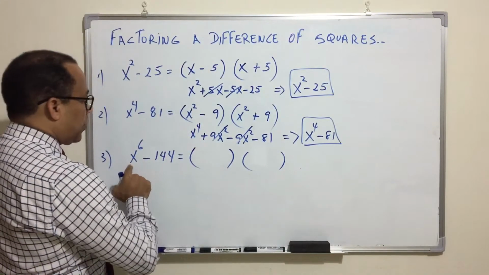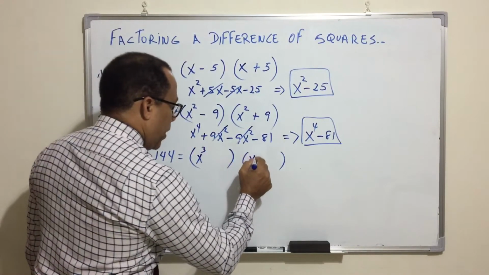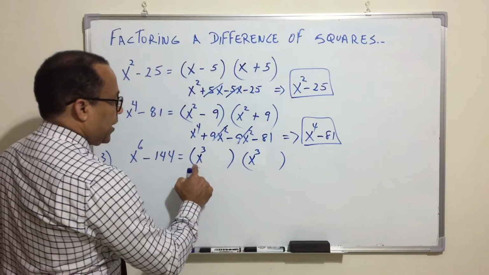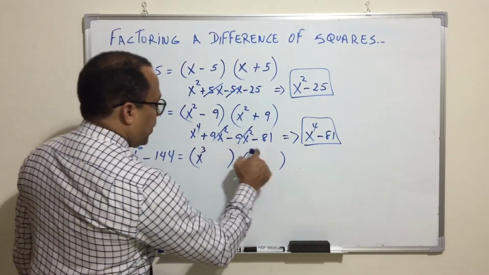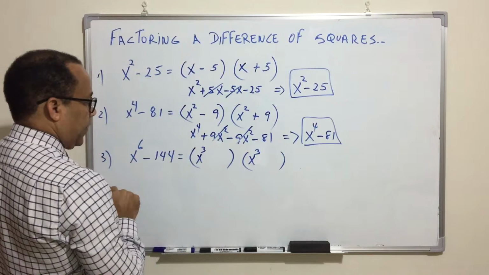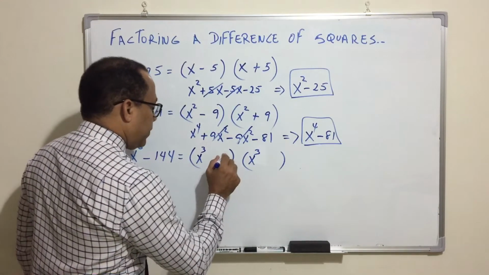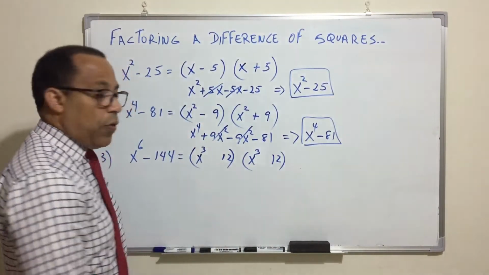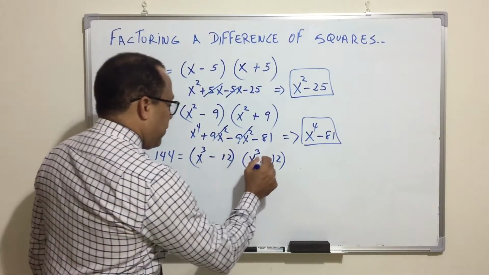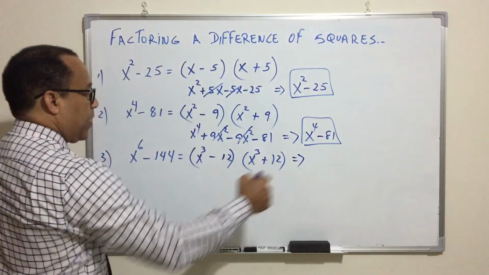Square root of the first term, x to the 6, will be x to the third power and x to the third power, because when multiplying x to the third times x to the third, we add the powers: 3 and 3 is 6. Here it is. Square root of the second term, square root of 144 is 12, because 12 times 12 is 144. And now, negative and positive. Let's see if it's correct. Let's use the FOIL method.